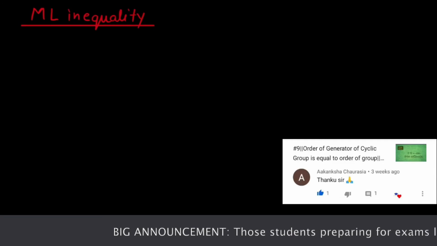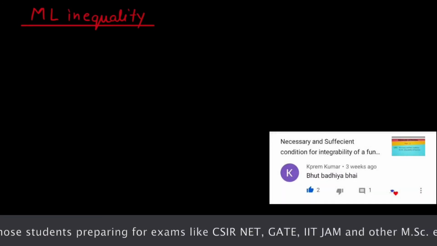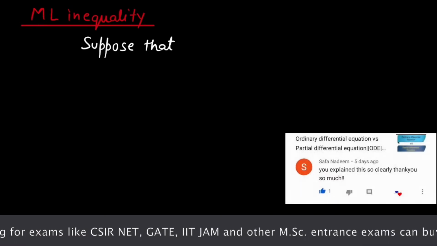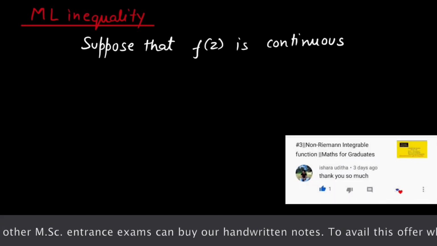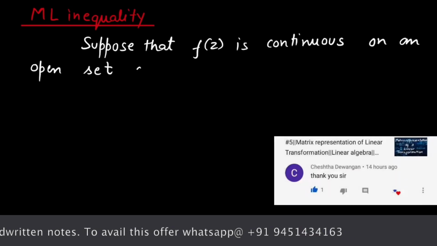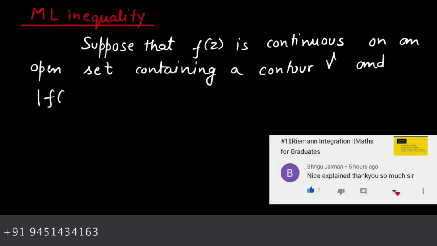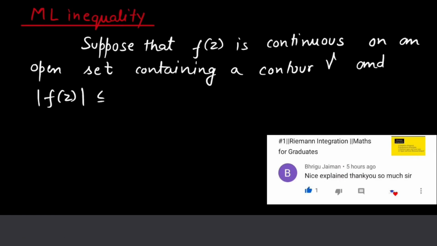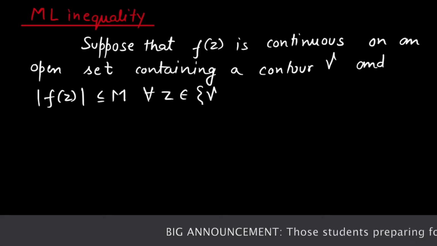Today we'll prove the ML inequality. So let's start. The statement of this theorem is: suppose that f(z) is continuous on an open set containing a contour gamma, and the modulus of f(z) is less than or equal to capital M for all z belonging to gamma.